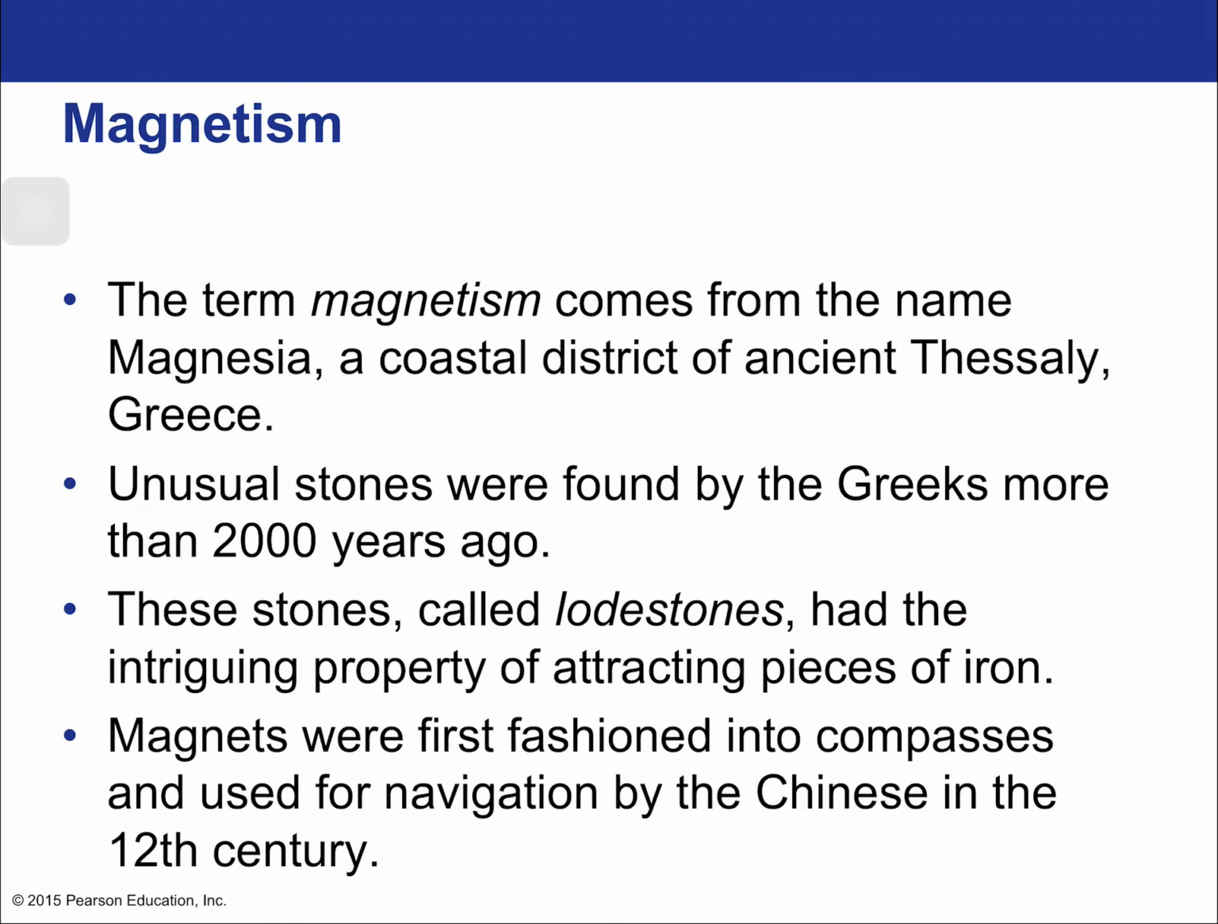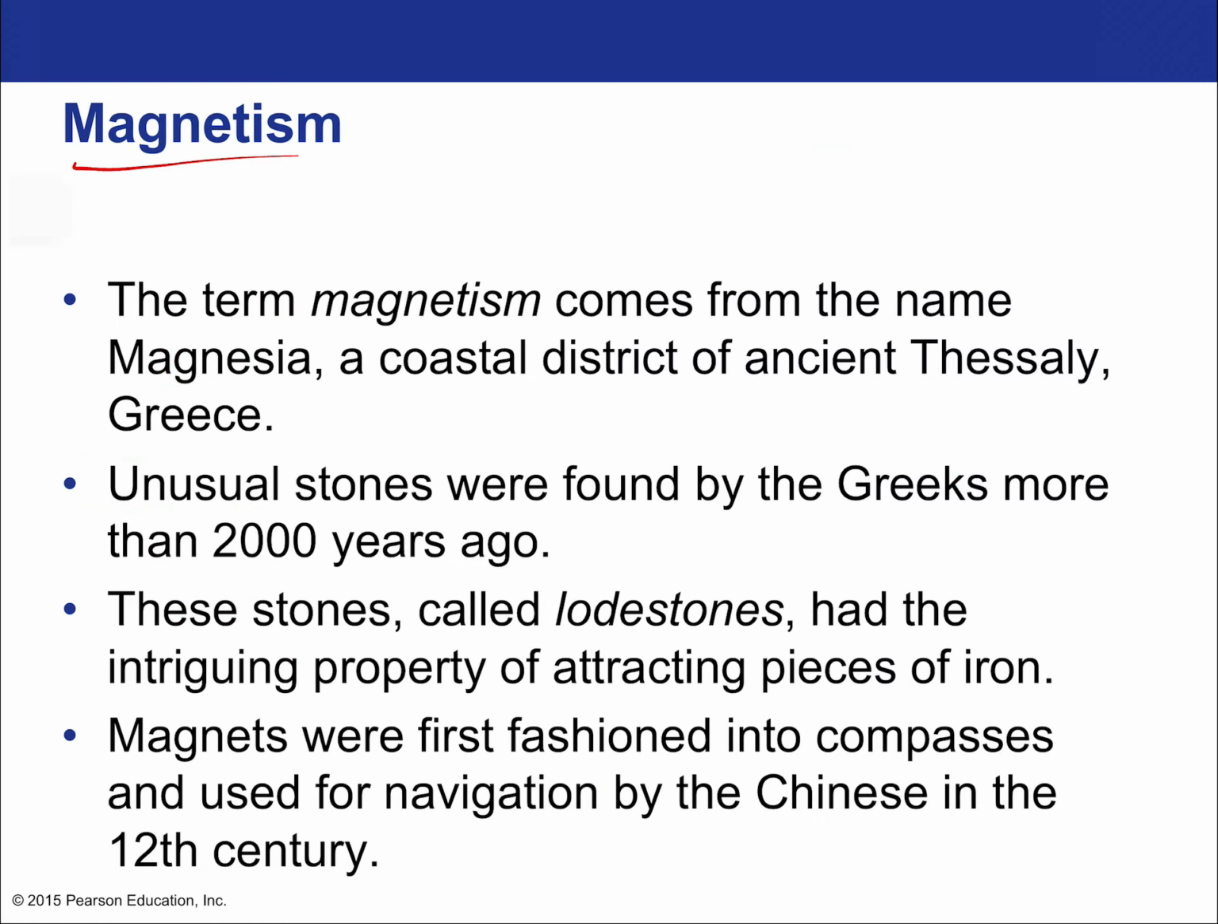So, magnetism, what does it mean? Well, the term magnetism comes from the name Magnesia, a coastal district of ancient Thessaly, Greece. And that's because that's where the naturally magnetic stones were discovered. So unusual stones were found by the Greeks more than 2,000 years ago.